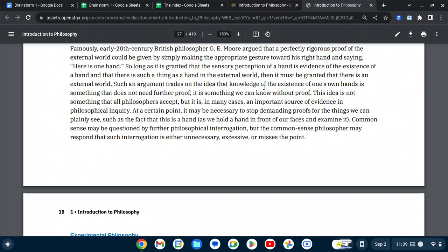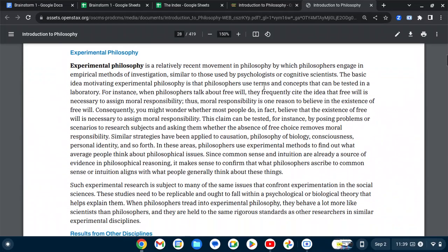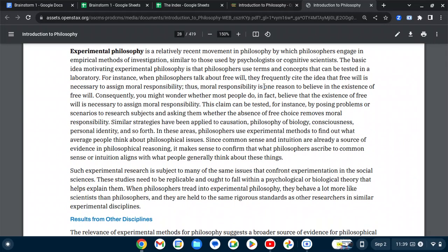Common sense may be questioned by further philosophical interrogation, but the common sense philosopher may respond that such interrogation is either unnecessary, excessive, or misses the point. Experimental philosophy.